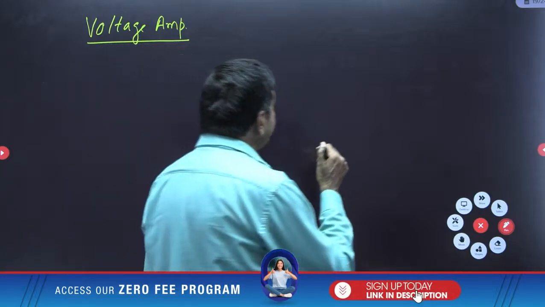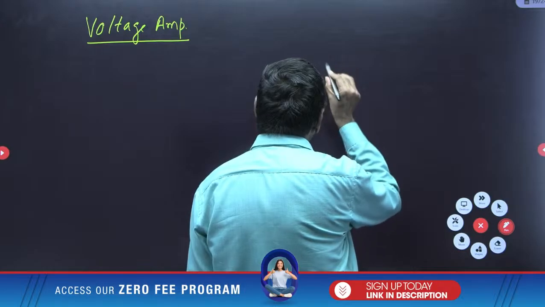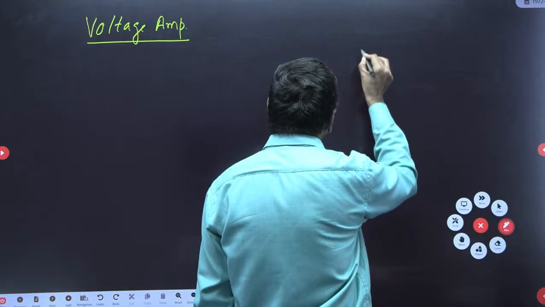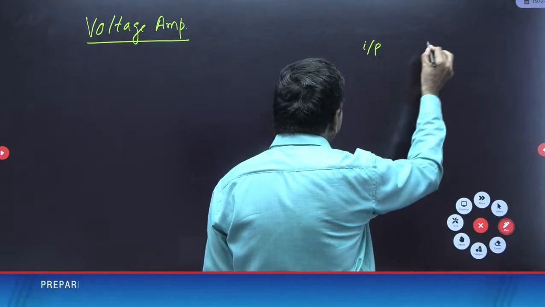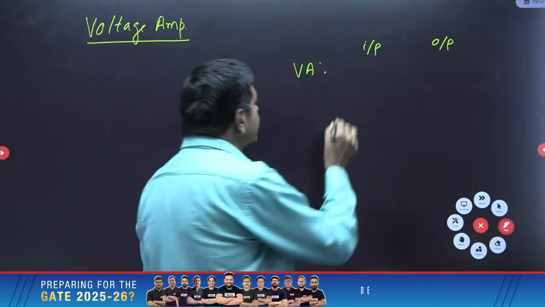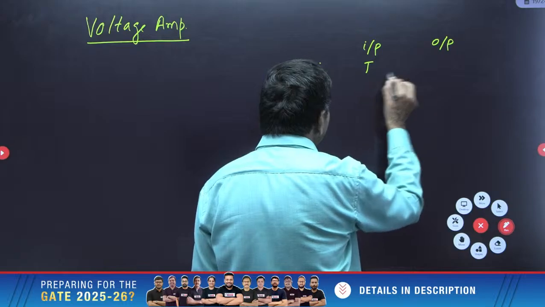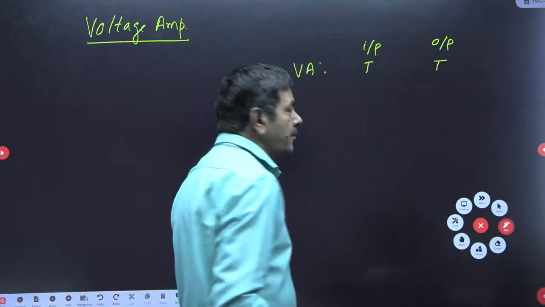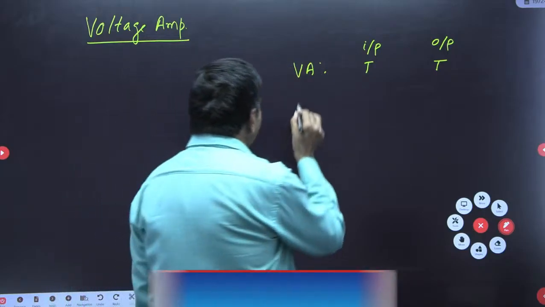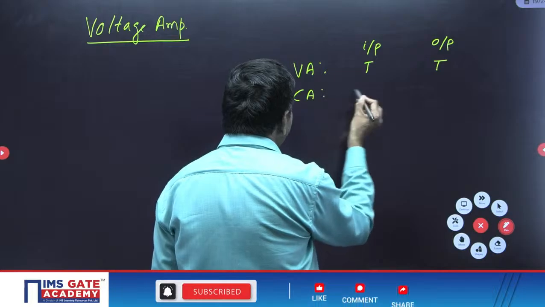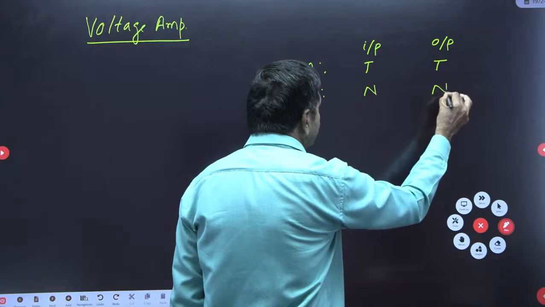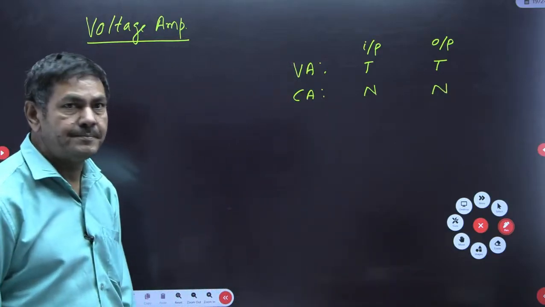If you want to identify that, you should understand one point. Any amplifier has an input circuit and an output circuit. If the input circuit is given as a Thevenin's equivalent circuit and the output circuit is a Thevenin's equivalent circuit, you can say that is a voltage amplifier. For the current amplifier, the input is a Norton's equivalent circuit and the output is a Norton's equivalent circuit.